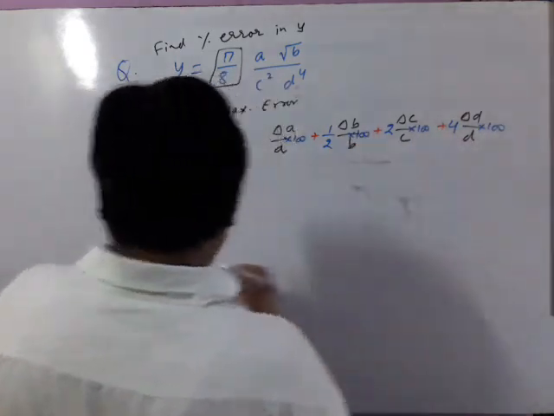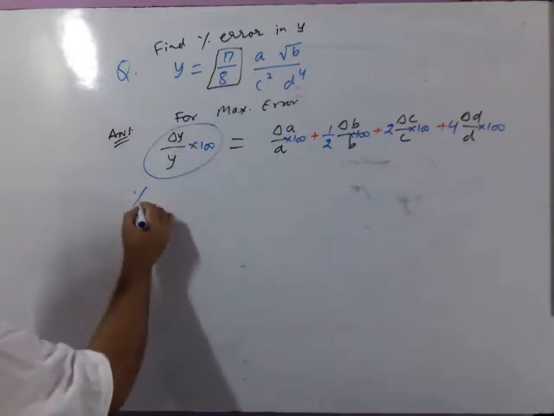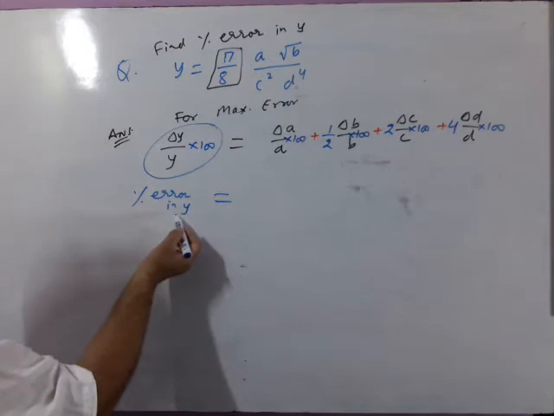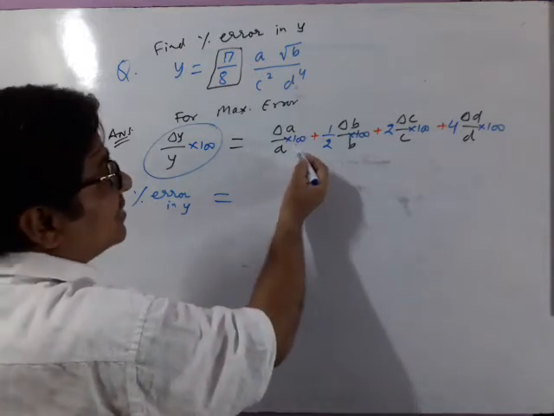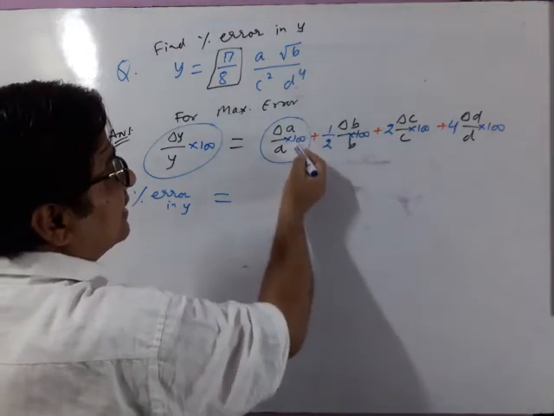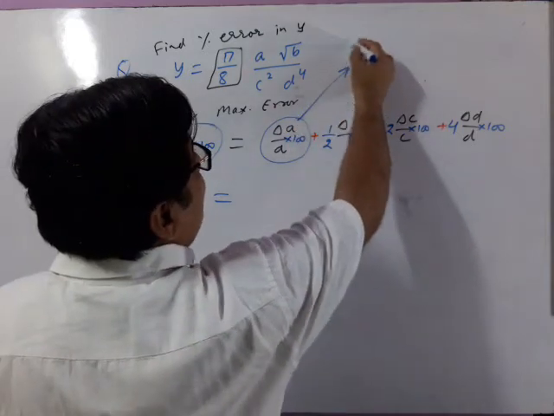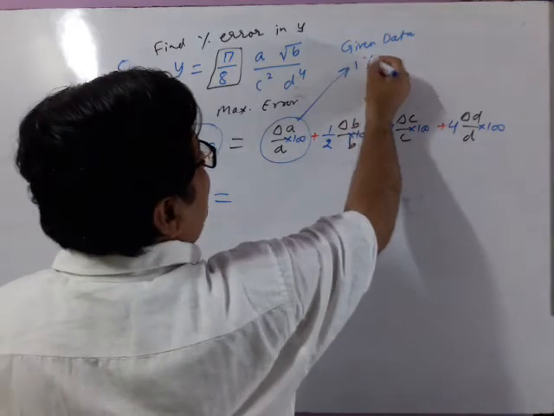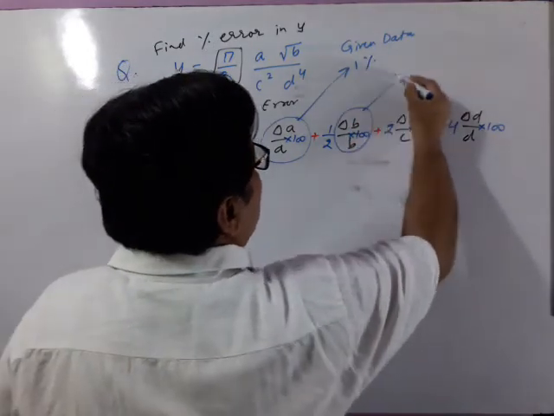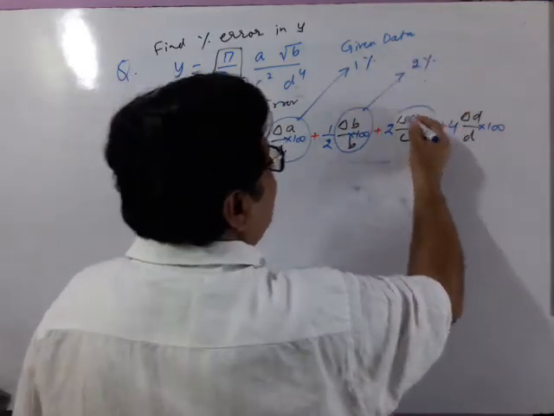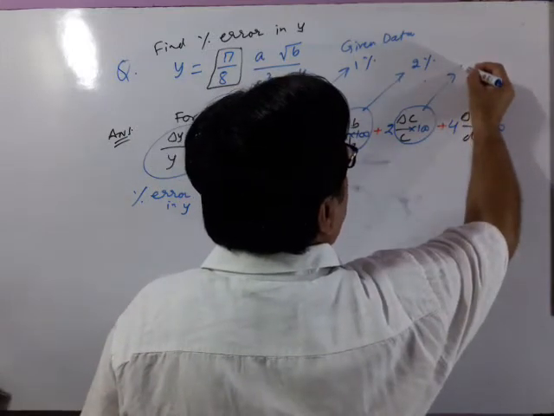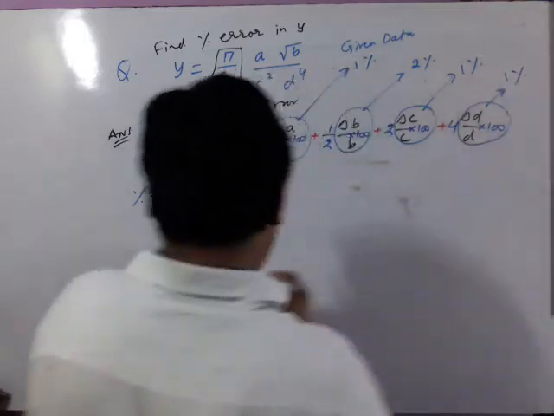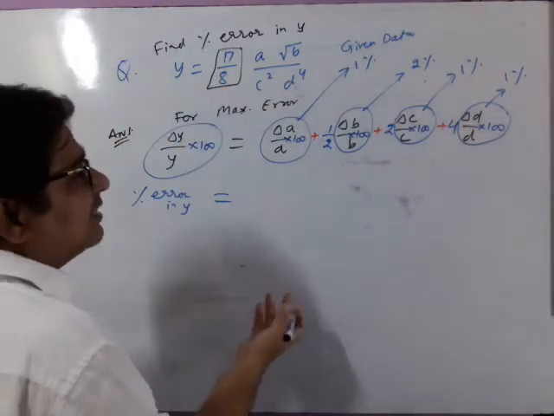Breathe in. Now you focus. What is this? Percentage error in Y. You are finding this. And these values are given. Percentage error in A, that will be given to you. Let us say given data is this. Percentage error in A is 1%. Percentage error in B is 2%. Percentage error in C is again 1%. Percentage error in D is again 1%. Now how to find it out? Just put in the values.